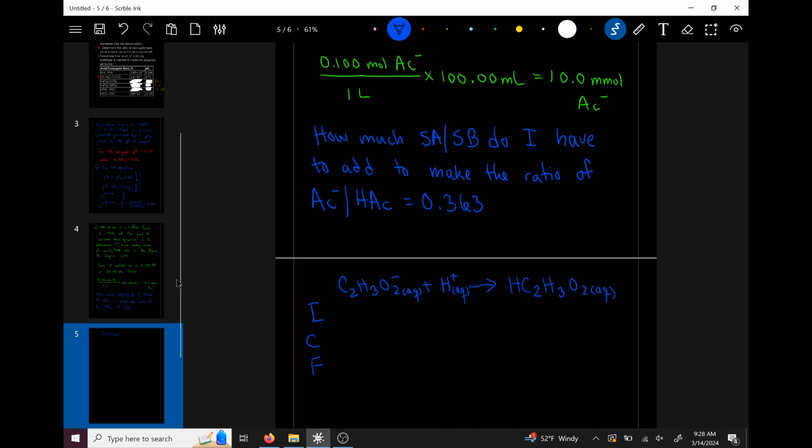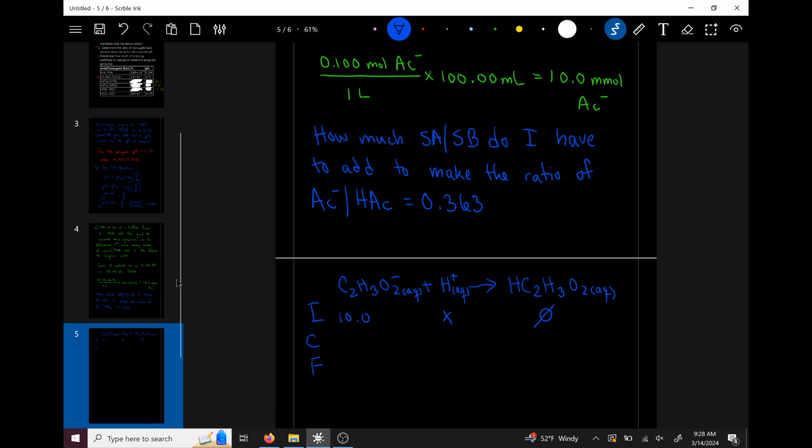The initial amount of the acetate ion is 10 millimoles. I calculated that up here. So that's going to be 10.0. All right. The initial amount of acetic acid, we're going to assume is equal to 0. And the initial amount of protons that I have to add to the system is the question I'm trying to answer. That's X. I'm trying to figure out how much HCl I have to add to the system to force it to create the ratio of 0.363, right?